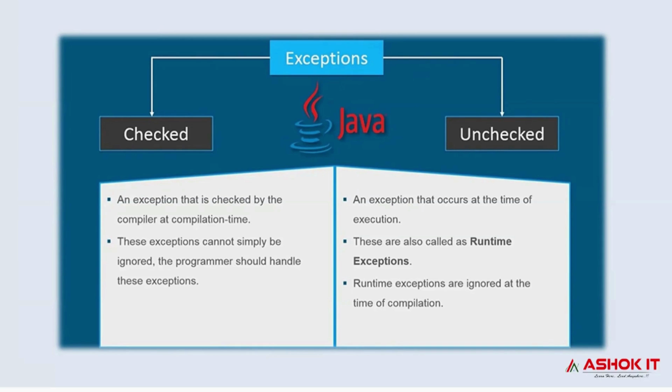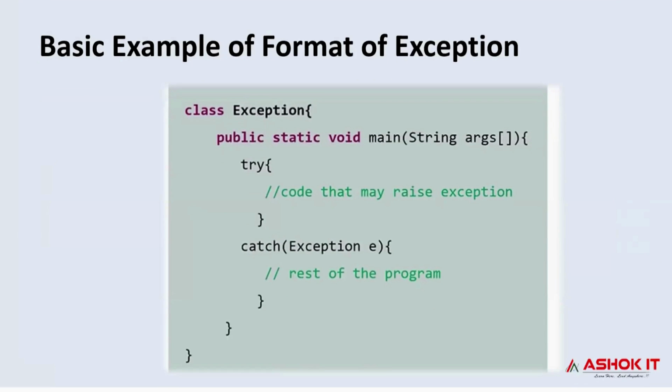Now, let's see a basic example of an exception. Here I have defined the class, and inside the main method, I have a try block. In this try block, we write the code that may raise an exception. That is, it contains the code that raises the exception. And then the raised exception will be handled in the catch block. So let's see a small program on how it occurs.